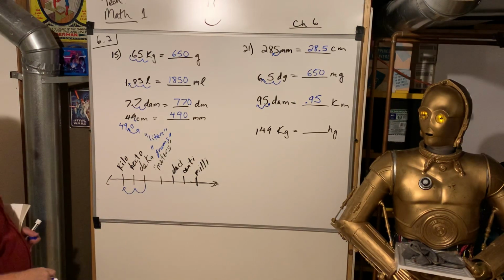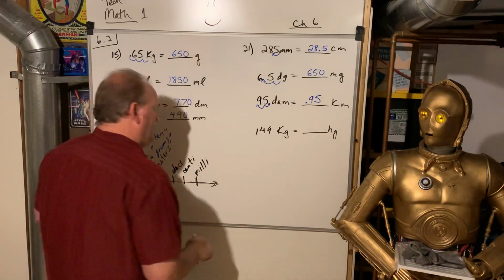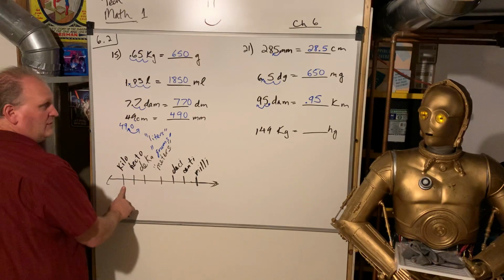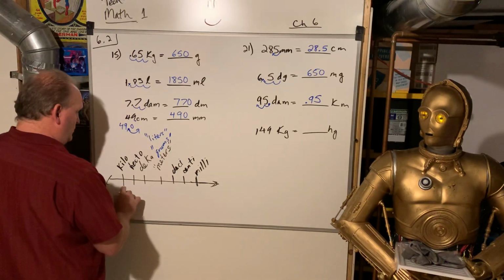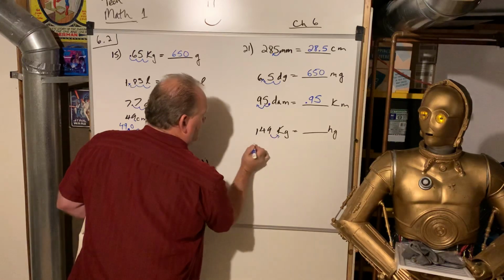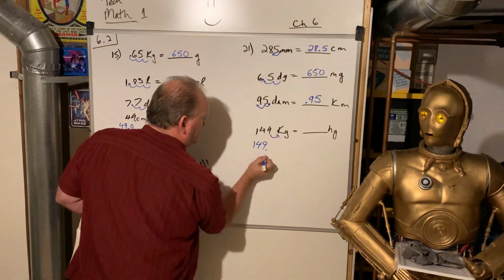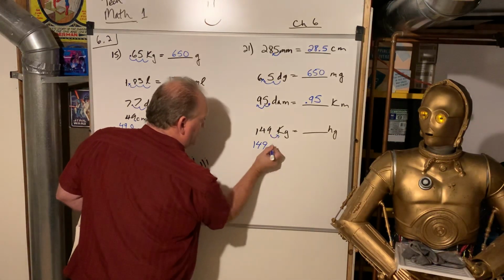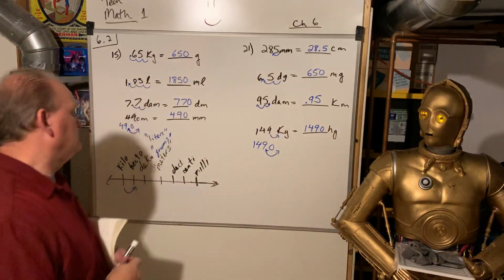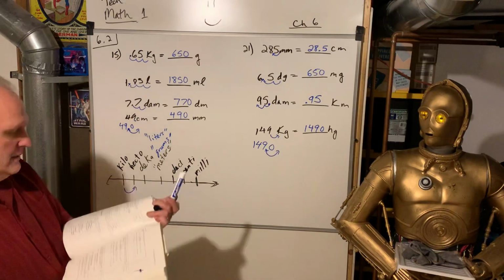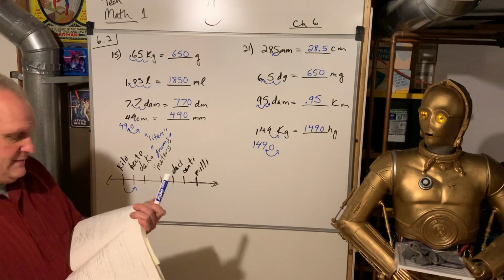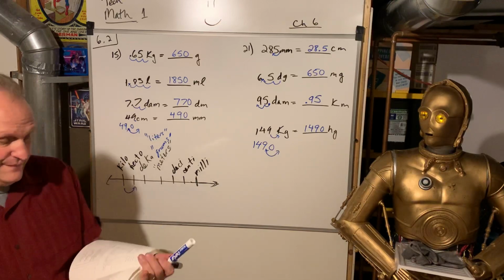Then 149 kilograms. So I'm going from kilo to hecto. That's just one place to the right. So one place to the right, 149 point, I'm going to change that to 1490 hecto. Okay. So you just look to see if you're moving right or moving left, and you just move it. All right.